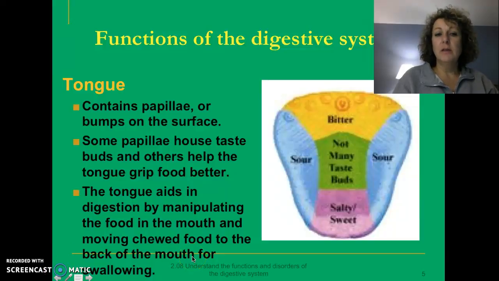Your tongue is another tool that is used for your digestion. Without your tongue in your mouth, you would not be able to push around the food to different sides of your mouth. So it manipulates that food, gets it all around in your mouth. You have your taste buds in your mouth that serve their purpose.